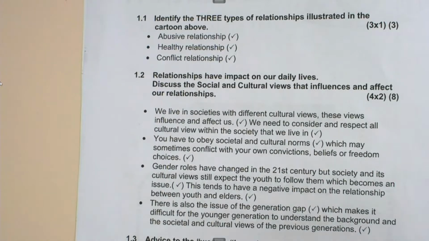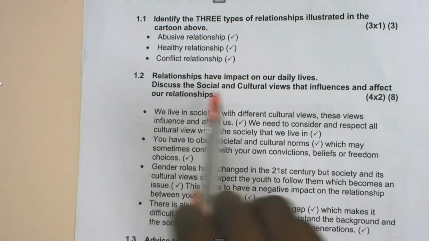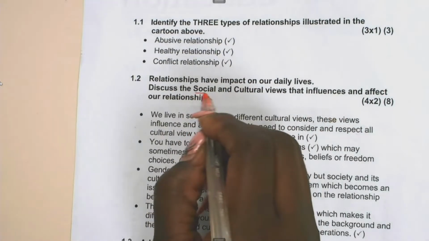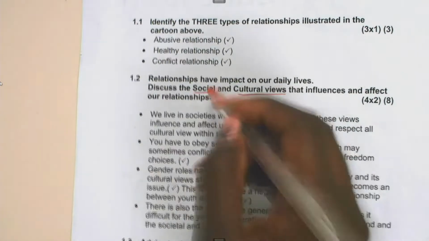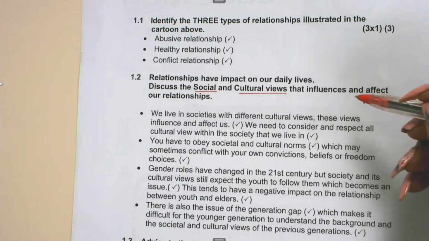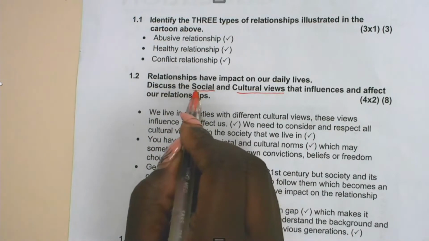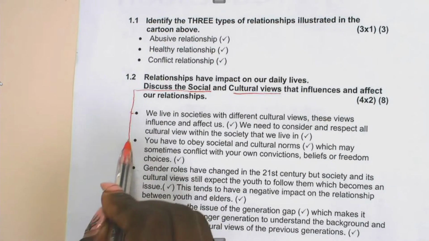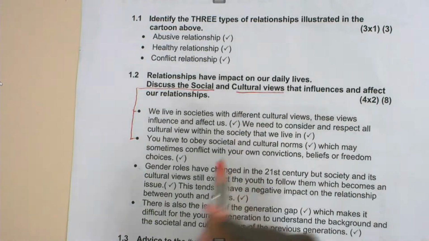Now, we need to teach our learners how to analyze their questions. Discuss social and cultural views. It means our answers will be based on social and cultural views. Now, let us look at the first 2 answers, then the last 2 answers. The first 2 answers are based on society. Hence, we need to mark learners looking at the society or the social views. The second answers will look at the gender roles.